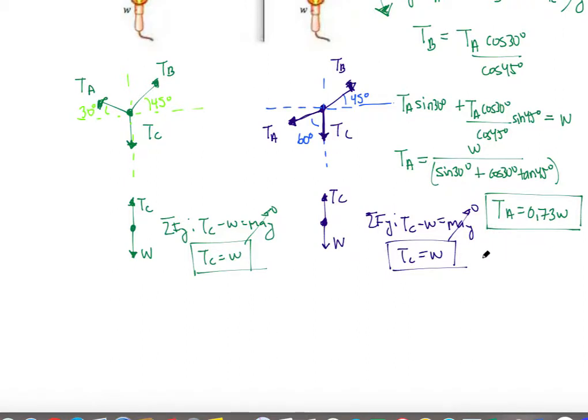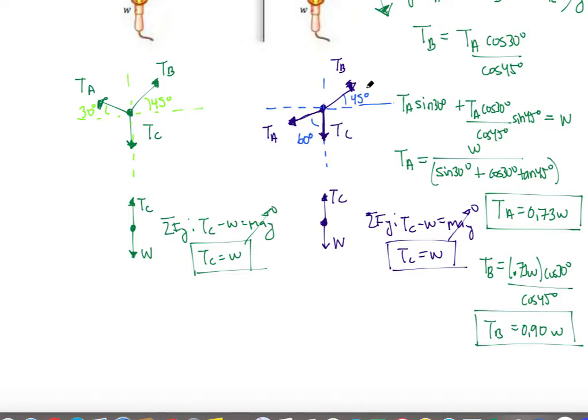So even though this is a very messy looking situation, if I plug it in up there, I would have tension B, which is 0.73 W times the cosine of 30 over cosine of 45. My tension B, once I go back into the calculator, I guess we'll round it, is 0.90 W. So there are all three for the green situation.